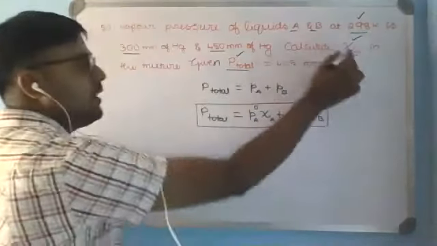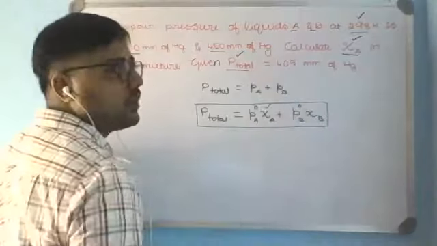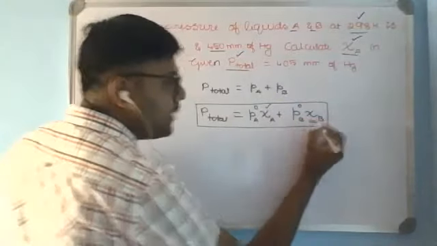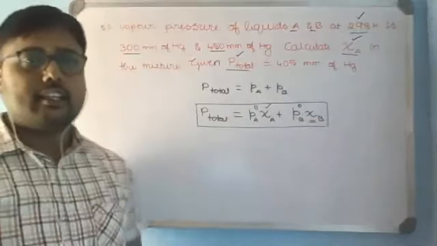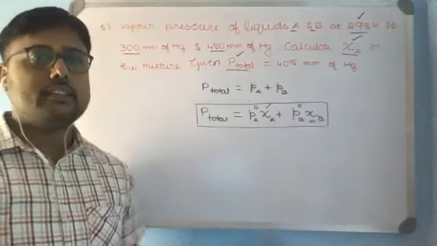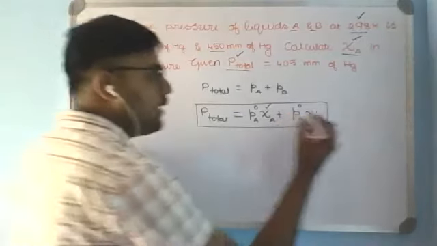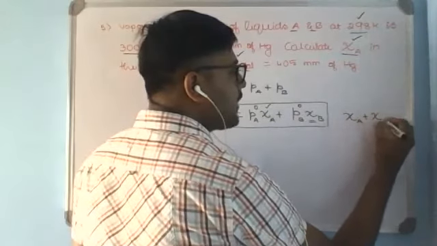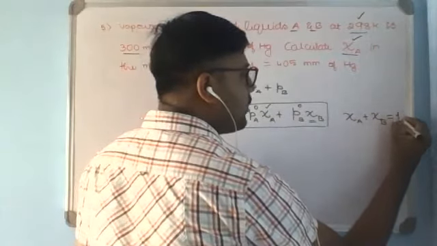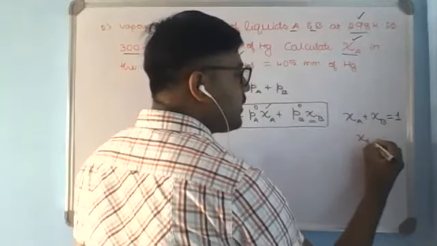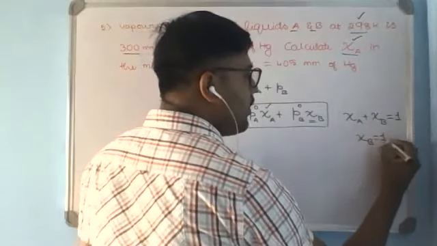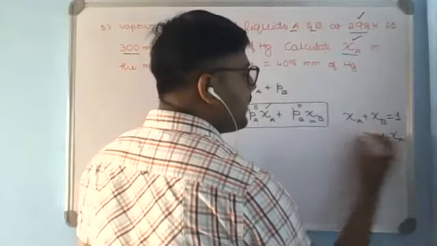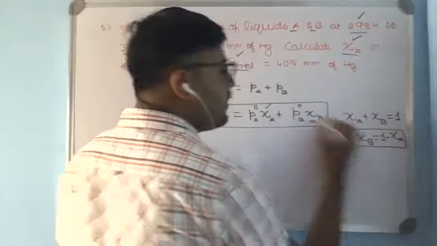But they are asking to calculate the mole fraction of A. Hence, instead of mole fraction of B, we'll consider the rearrangement and replace that by mole fraction of A, using the relationship that mole fraction of A plus mole fraction of B sum will be equal to 1. So mole fraction of B can be replaced by 1 minus mole fraction of A. We will substitute this in the equation.